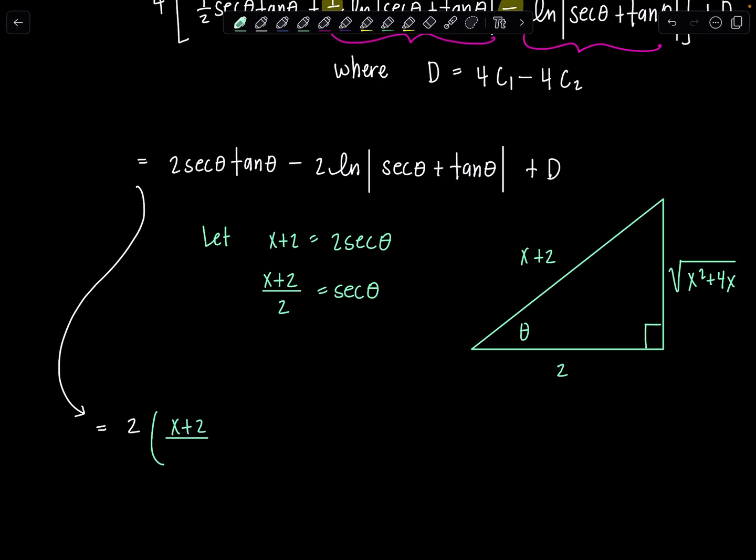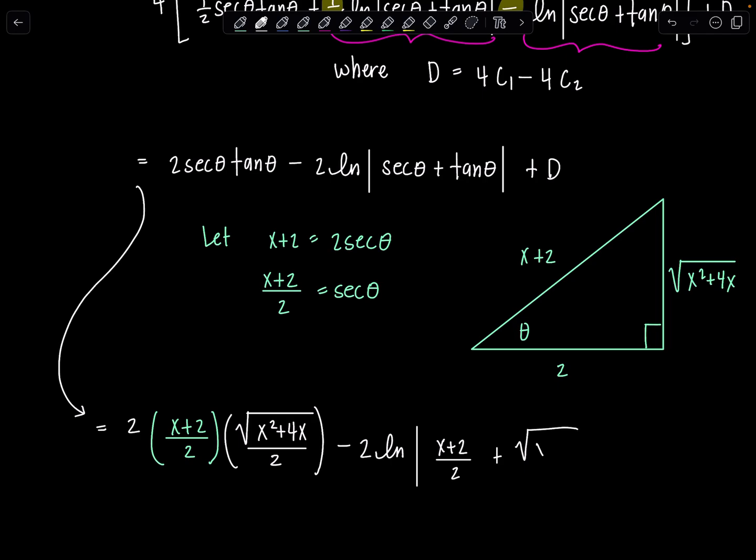Let's get to use this triangle that we worked so hard on. Now, tangent theta is the ratio of opposite over adjacent. So that's going to be radical x squared plus 4x over 2. Beautiful. Minus 2 natural log absolute value secant theta, we know that's x plus 2 over 2. And then plus tan theta, so plus radical x squared plus 4x over 2 plus D.